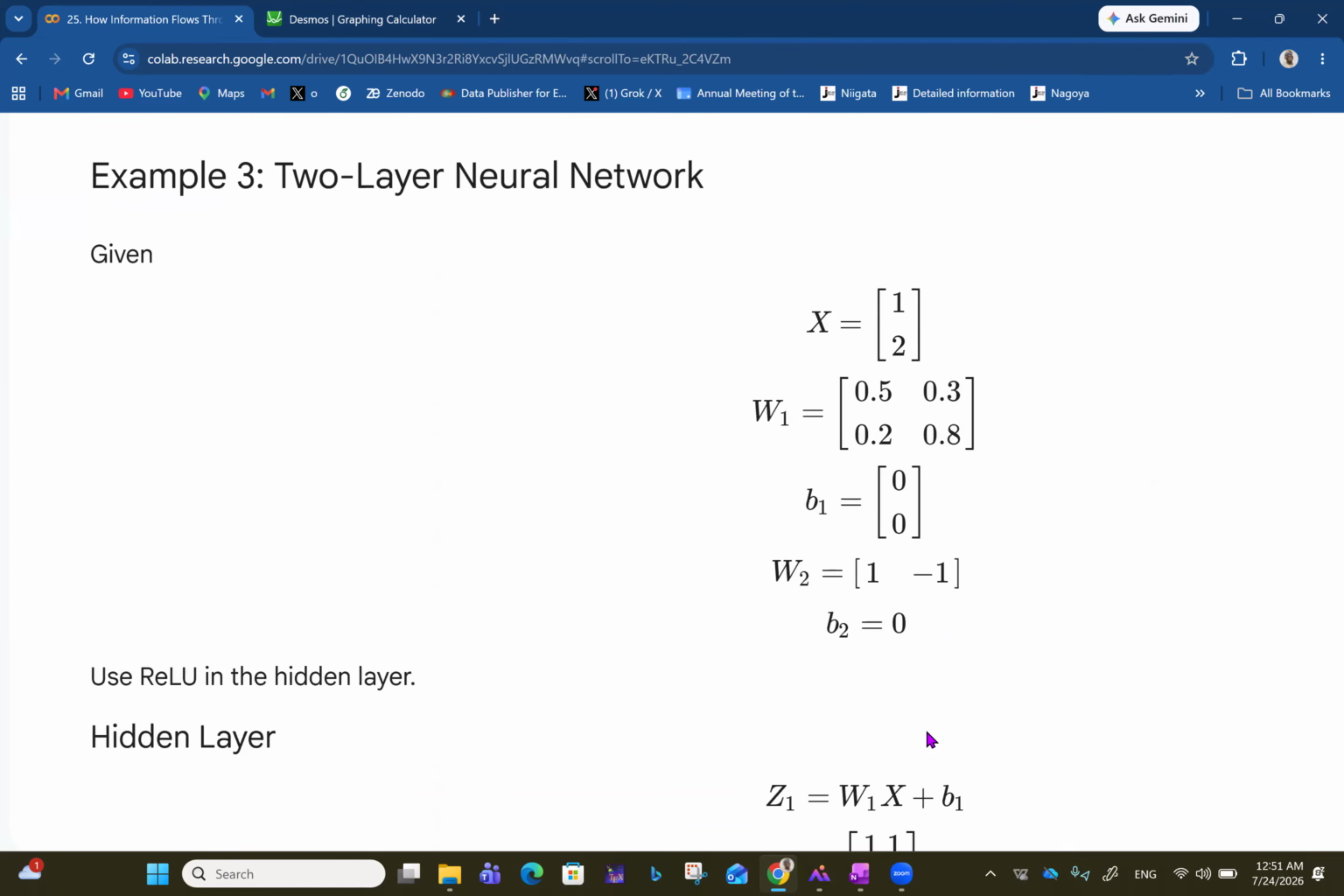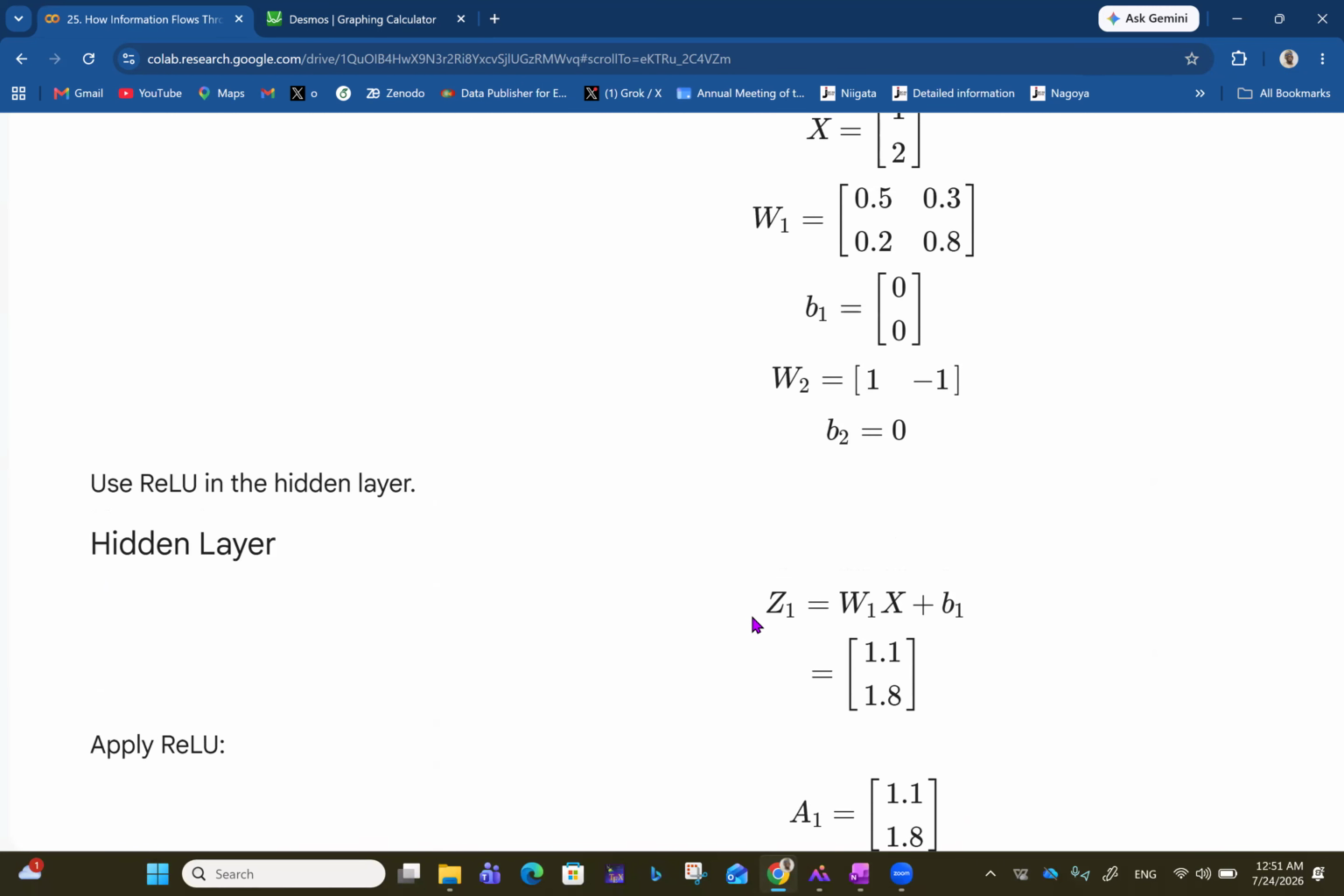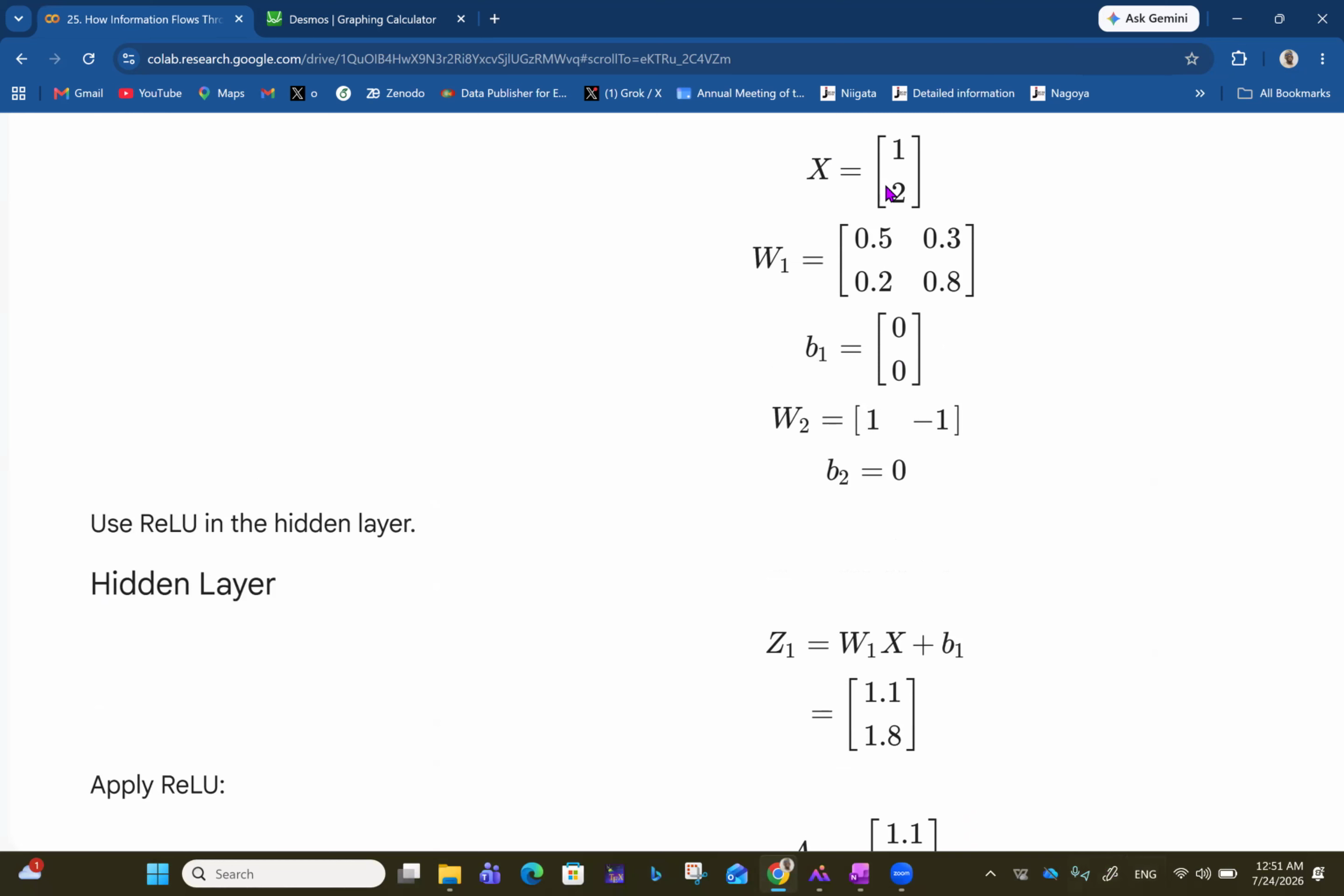Now, what if we have a two-layer neural network given x as 1, 2, and the weights W1 are 0.5, 0.3, 0.2, 0.8, and the bias is 0, 0, which is a column vector, and W2 now is 1, minus 1. Since we have a two-layer neural network, the weights here are now 1, minus 1, and B2 is now 0. So you're using ReLU in the hidden layer. For the first layer, we have Z1 equal to W1X plus B1.